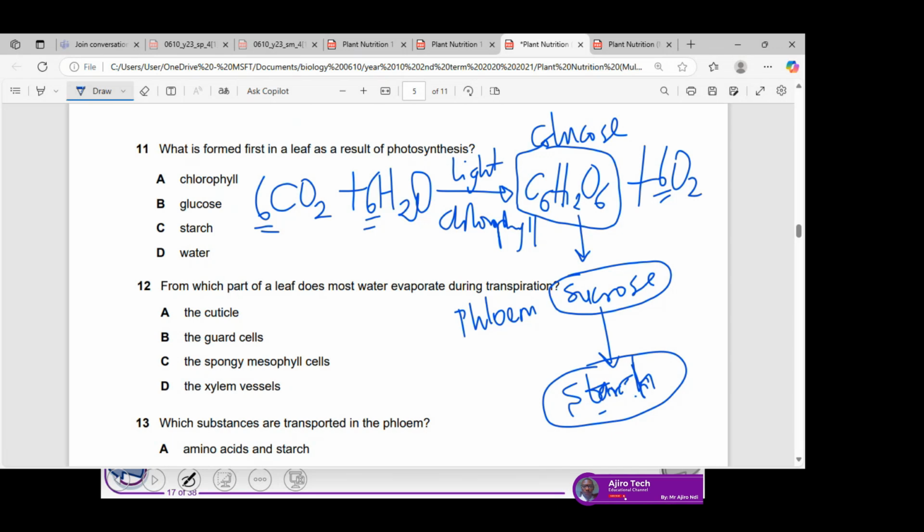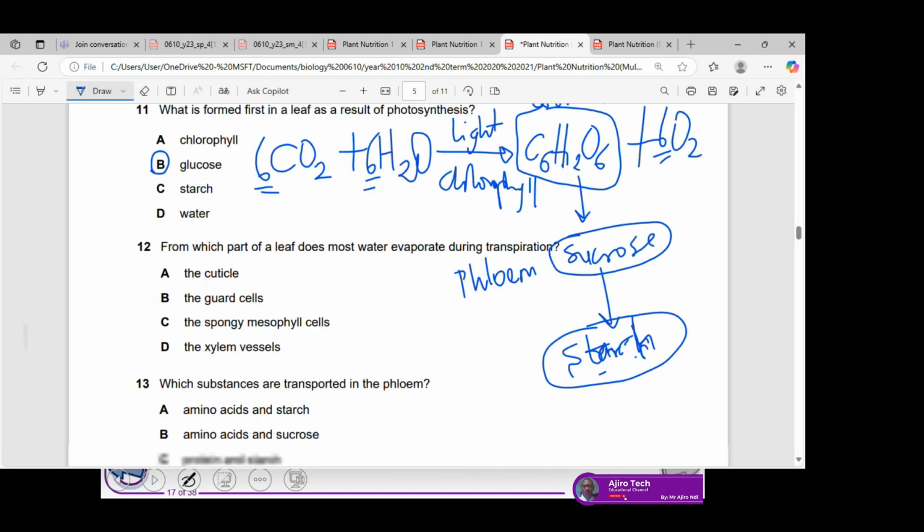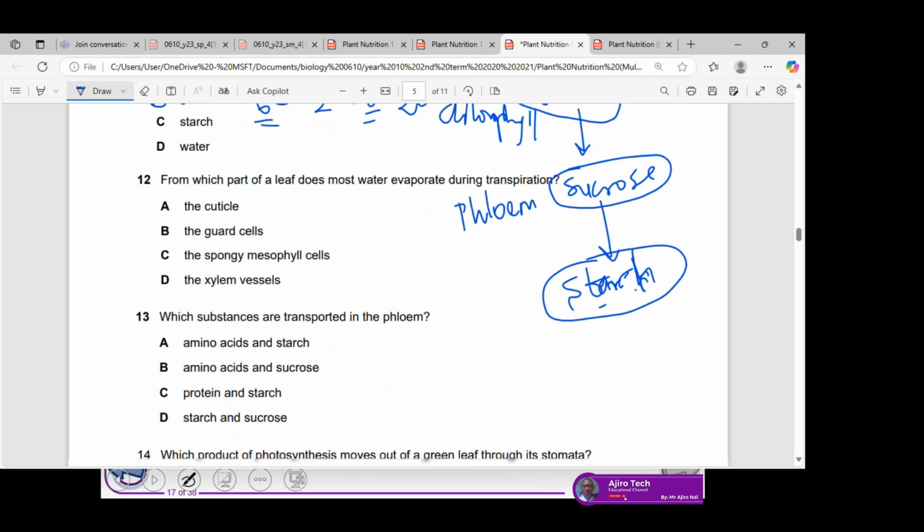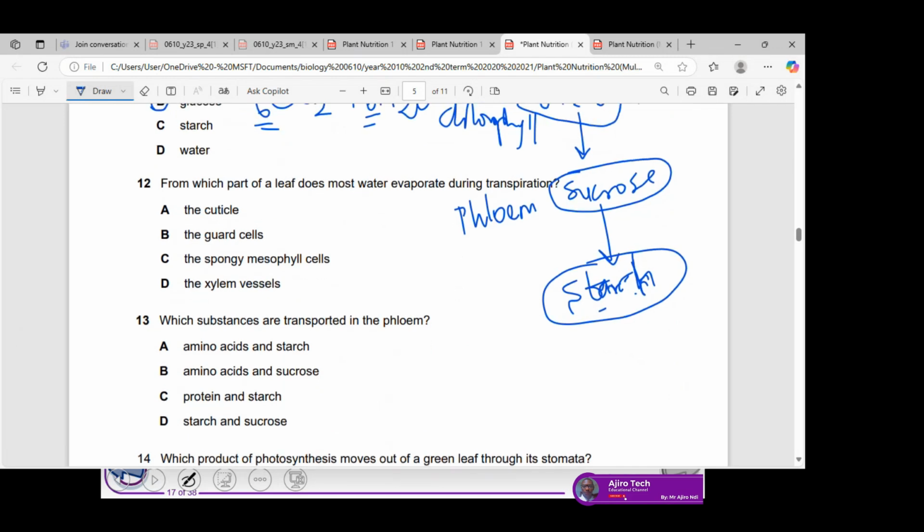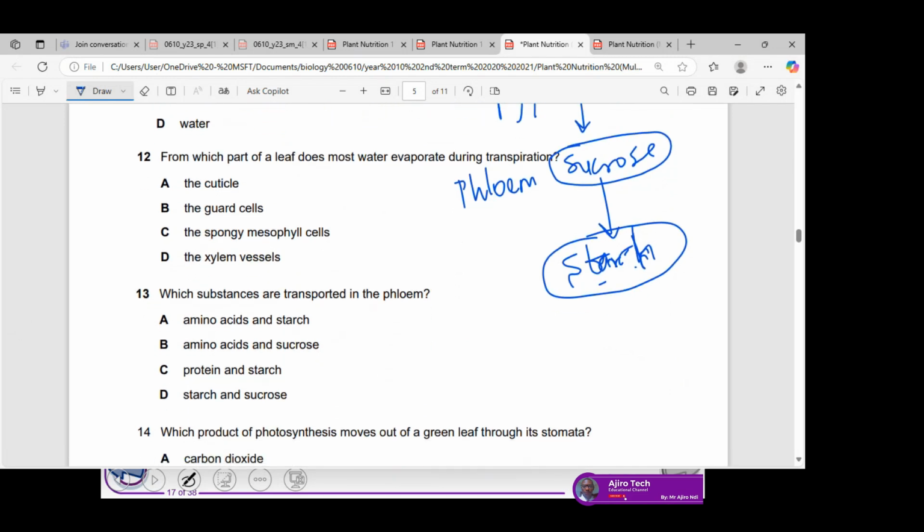So question number 11 as shown here, the correct answer is glucose. Now, I think I've mentioned something about 13. Let's go to 13.